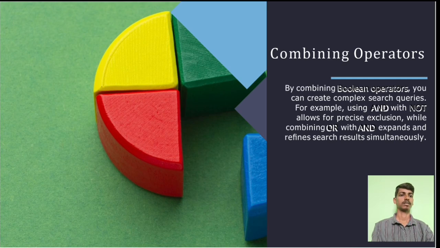Combining operators. By combining Boolean operators, you can create complex search queries. For example, using AND with NOT allows for precise exclusion, while combining OR with AND expands the search and refines results simultaneously.